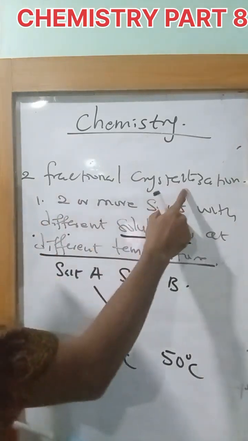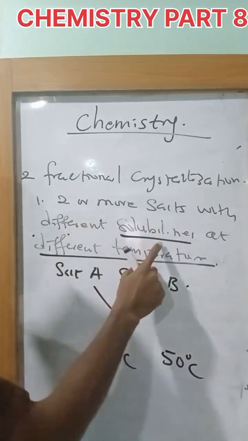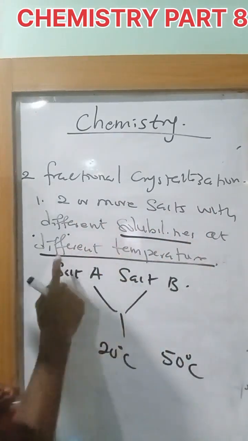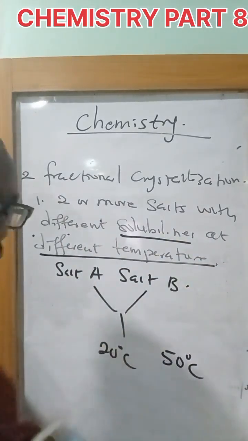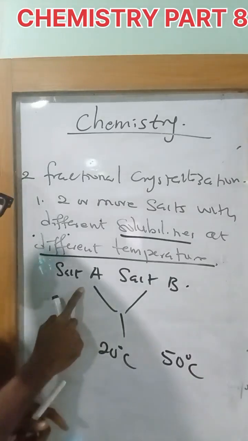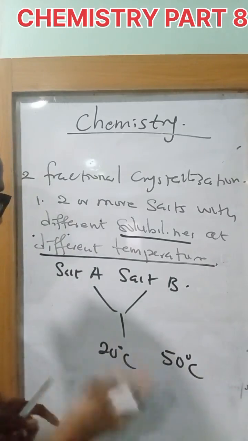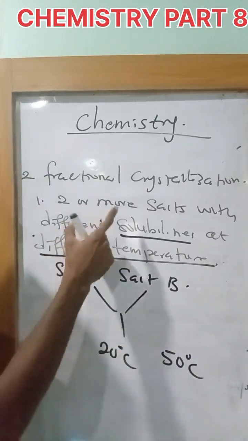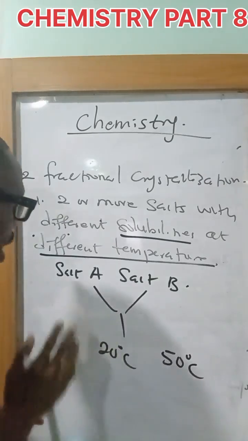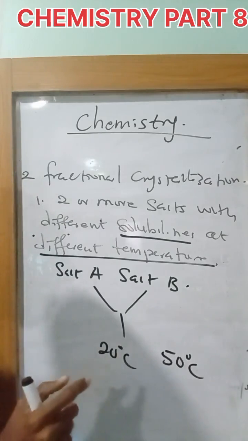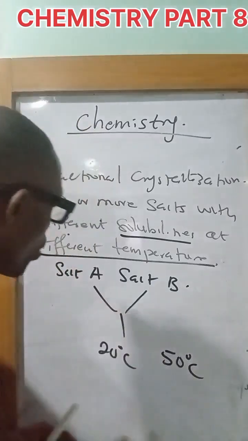So fractional crystallization has to do with the separation of 2 or more salts with different solubilities at different temperatures. When we talk about different solubilities here, we're also talking about some being soluble when hot and insoluble when cold, as the case may be, and vice versa. So this is what fractional crystallization is all about, and it is used to obtain salt in a purer form.